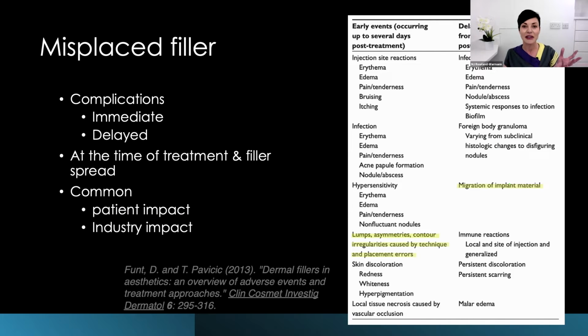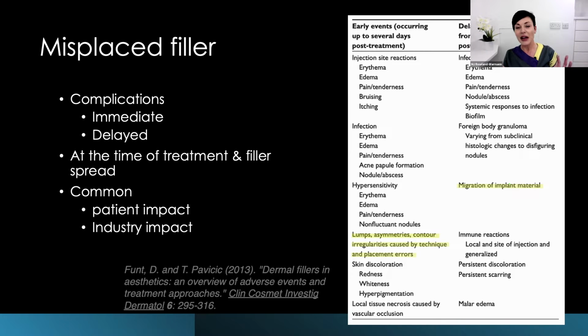So what is misplaced filler? Well, simply filler where it simply shouldn't be. This paper from way back in 2013 split complications into immediate and delayed. Misplacement of filler happens at the time of treatment, so it's immediate. It's in the incorrect plane or place and/or adjacent to a structure which it might interfere with.